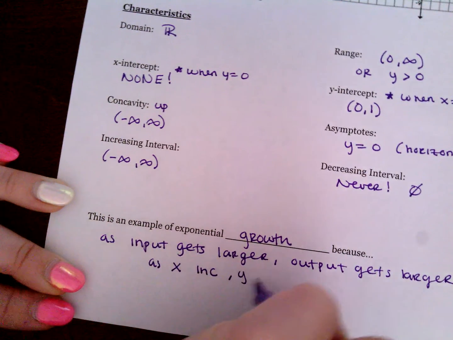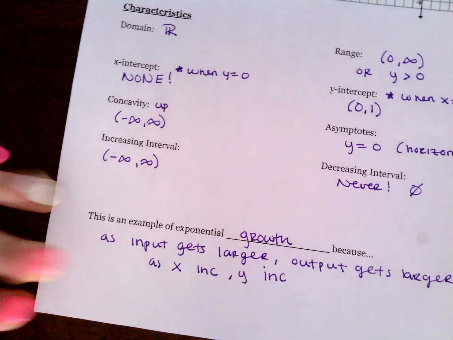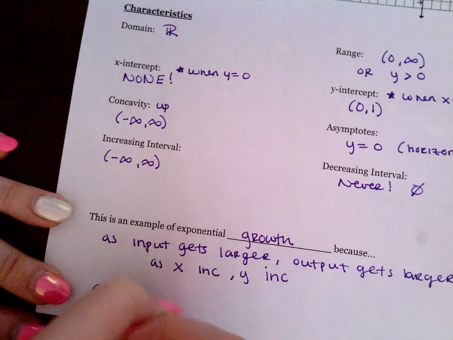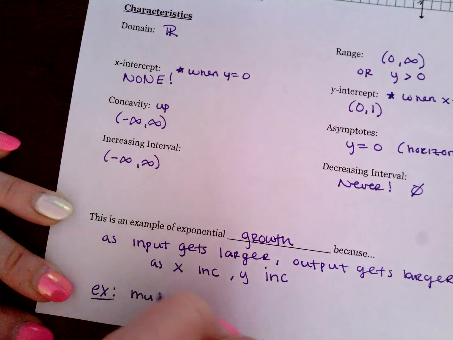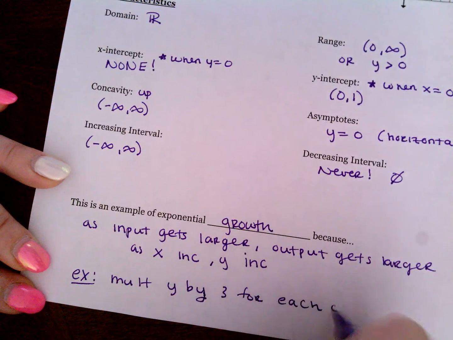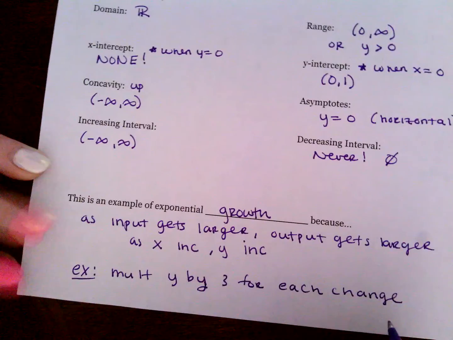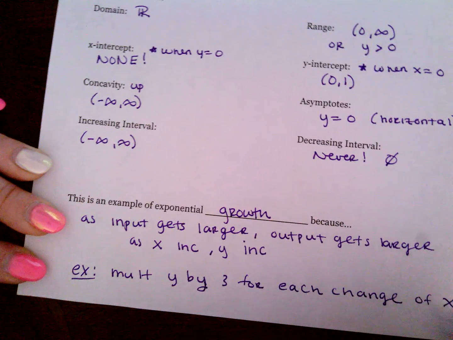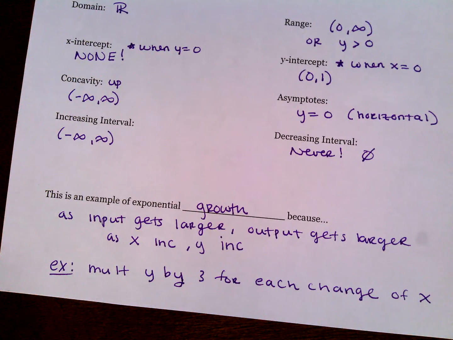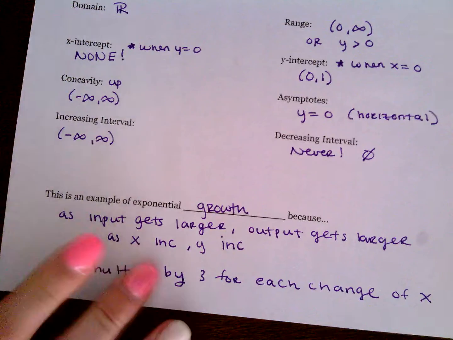In this example, multiply y by 3 for each change of x. Right, so it's like you're tripling it every single time. So it's going to grow really, really quickly, exponential growth. Let's take a look at the one in the back. Oops, sorry, you can kind of see through it. So here I've changed a little bit, so you can see I have 1/3 to the power of x.